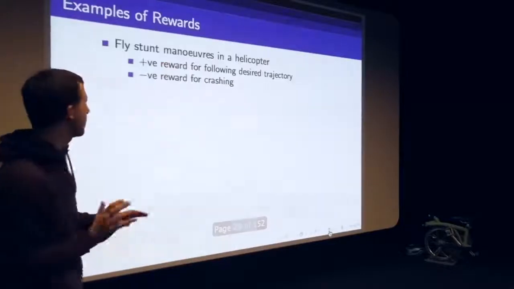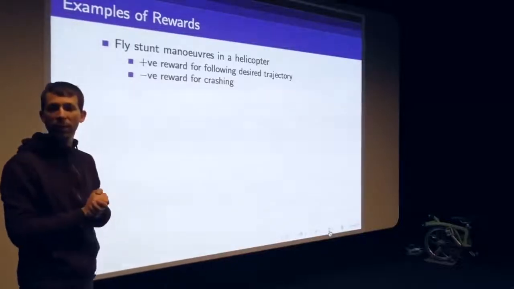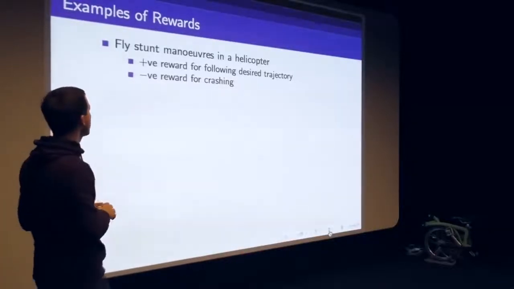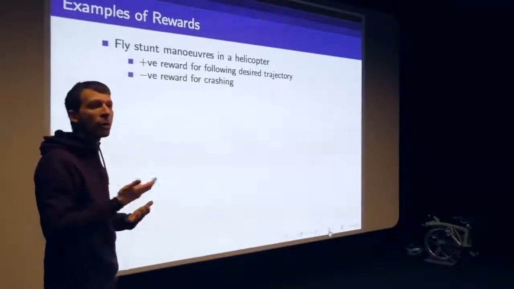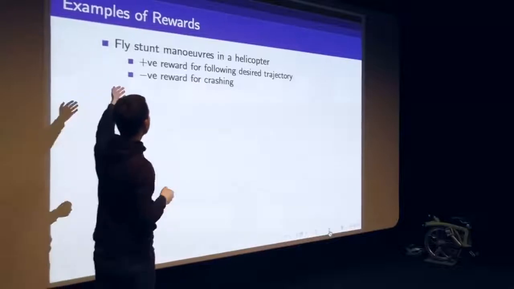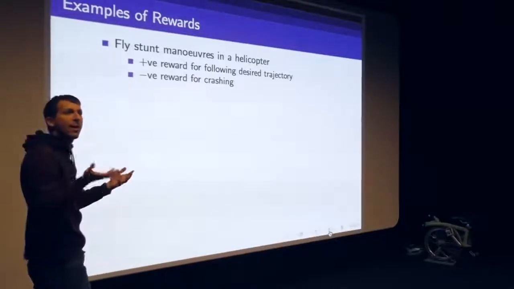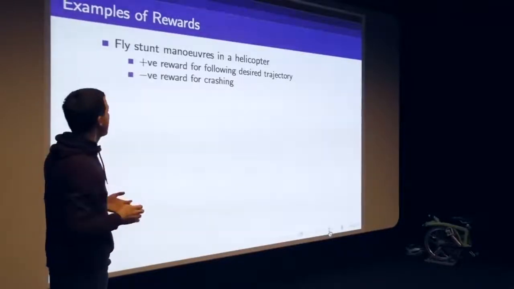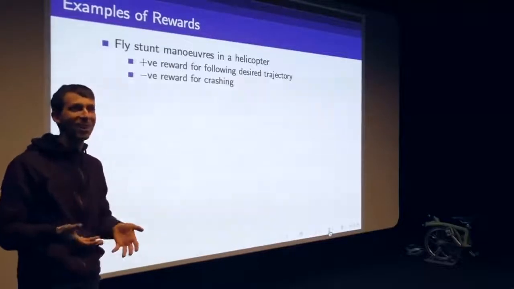So let's actually make this concrete again by talking about some different rewards. So let's actually look at the examples we used. So we started by talking about the stunt maneuvers in a helicopter. In that case, the rewards might take the following form: a positive reward each time we follow the desired trajectory or come within some epsilon radius of where we want to be, and a large negative reward for crashing. Really, crashing should be bad. It should learn to not do that.